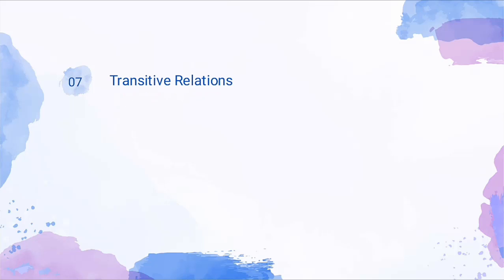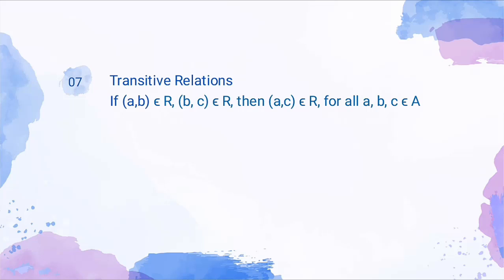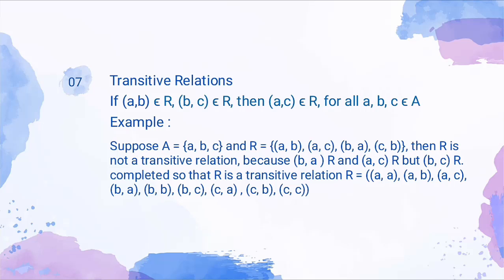For the last, transitive relation. If (a, b) is an element of R and (b, c) is an element of R, then (a, c) is an element of R for all a, b, c in A. Example: suppose A is the set {a, b, c} and R is the set {(a, b), (a, c), (b, a), (c, b)}, then R is not a transitive relation because (b, a) and (a, c) are in R, but (b, c) is not. For R to be a transitive relation, R is the set {(a, a), (a, b), (a, c), (b, a), (b, b), (b, c), (c, a), (c, b), (c, c)}.